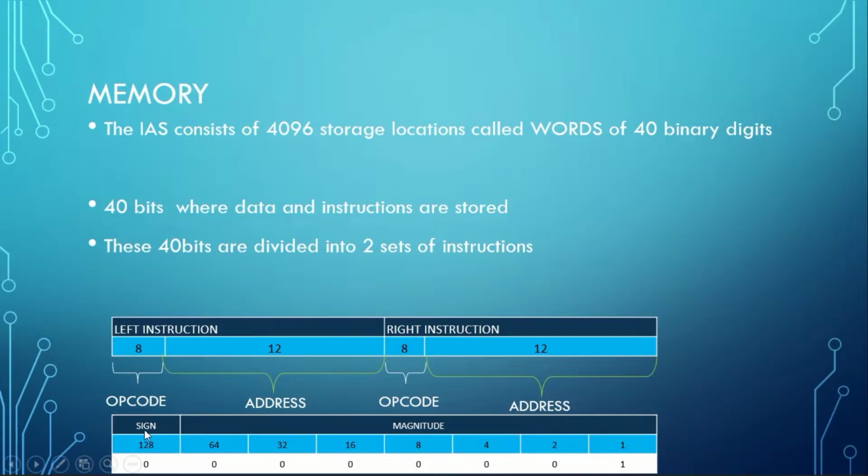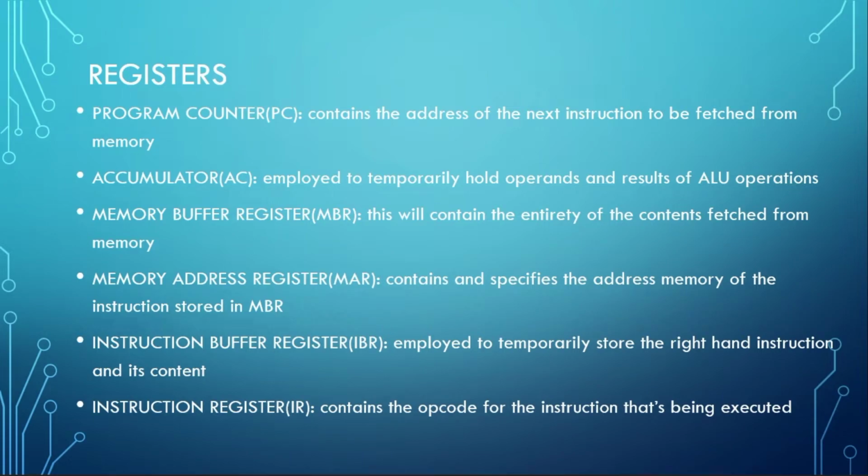Okay, so we have a sign and magnitude section where the first bit is always a sign bit, and then this determines the size of the actual value. Okay, so that being said, let's go into our final information that we need to know.